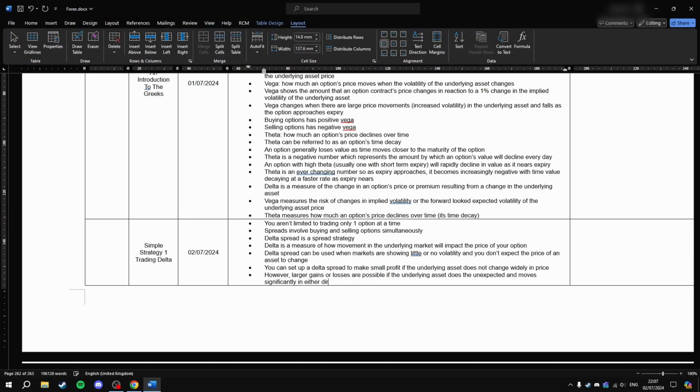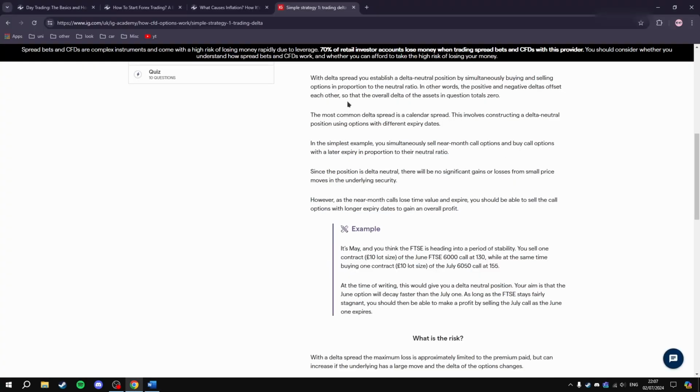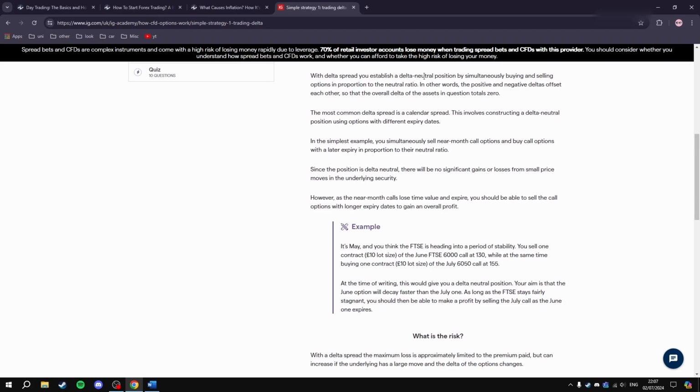With delta spread, you establish a delta neutral position by simultaneously buying and selling options in proportion to the neutral ratio. In other words, the positive and negative deltas offset each other, so the overall delta of the asset in question totals 0.